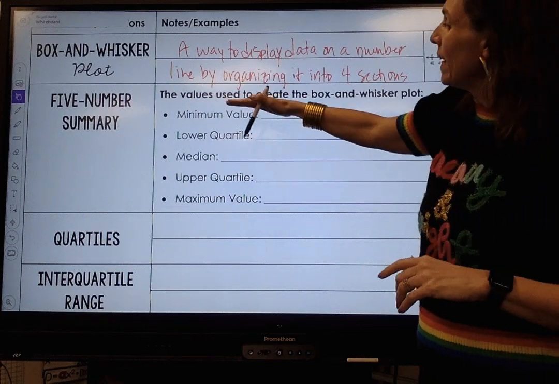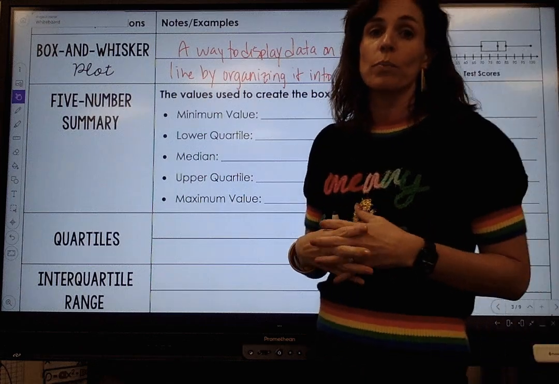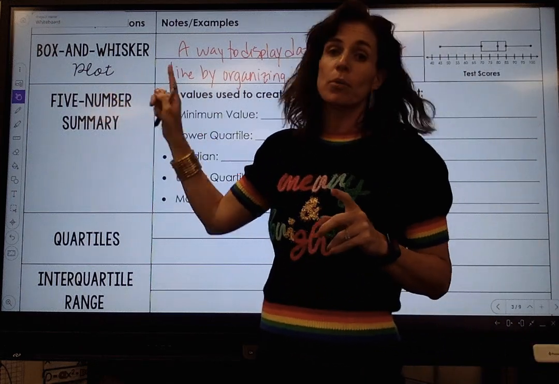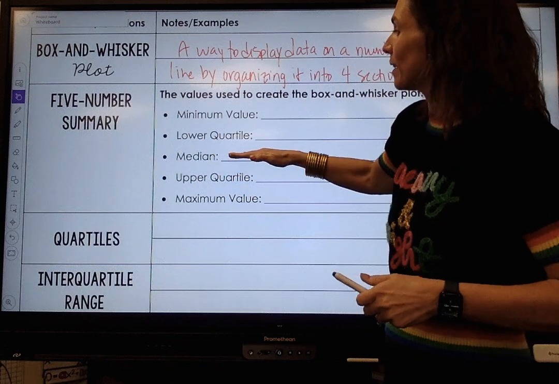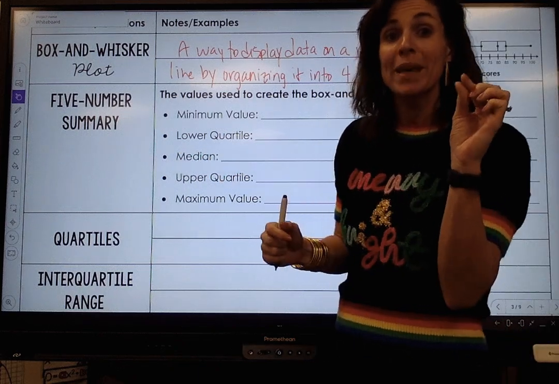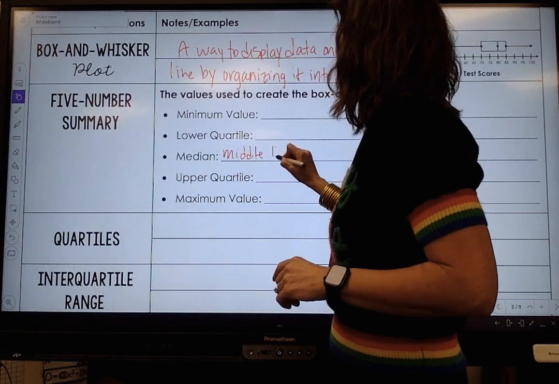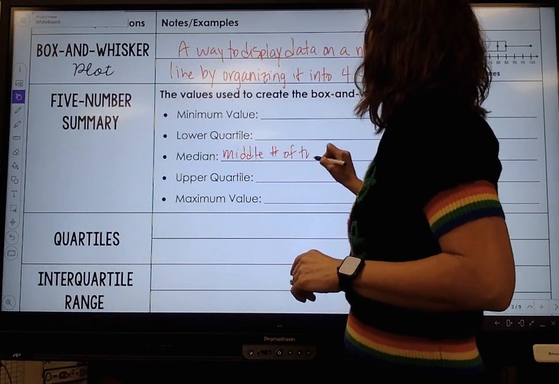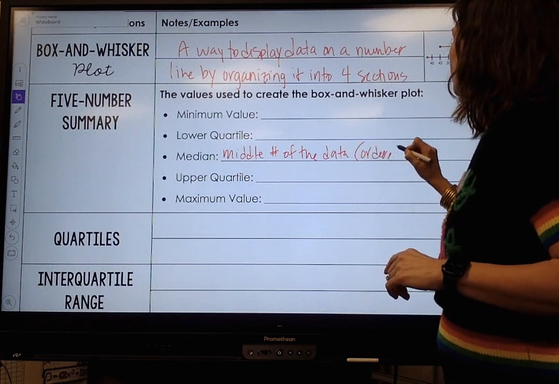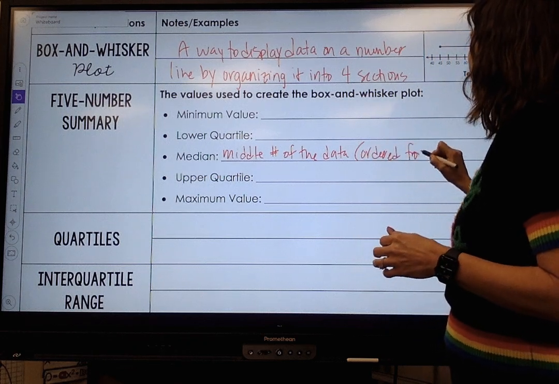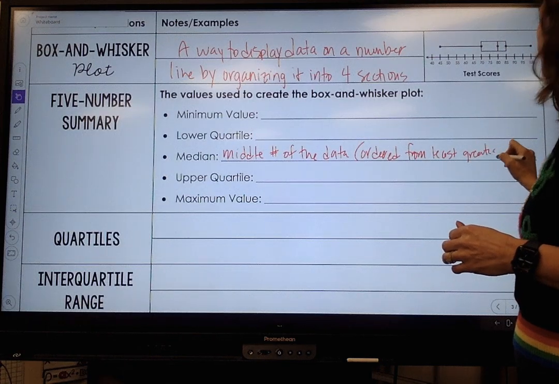And we need these values in order to make my box and whisker plot. That's called the 5-number summary. I'm going to start with the median because we know what that is. The median, remember, is your middle number of the data. And remember, it has to be ordered from least to greatest. All of this has to be ordered from least to greatest. Okay, so we're going to start there.